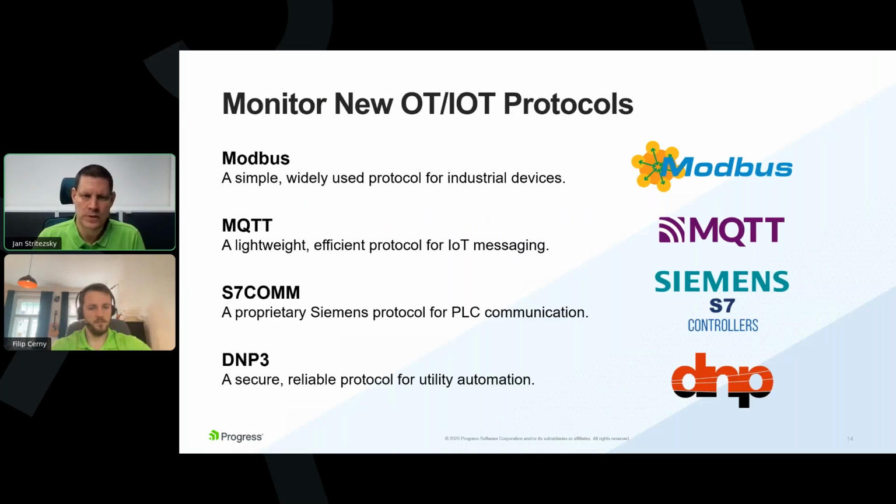And we are expanding visibility into industrial environments. Flowmon now supports Modbus, MQTT, S7, and DNP3 protocols. This makes the platform suitable for industrial automation and operational technology networks where these protocols are critical.